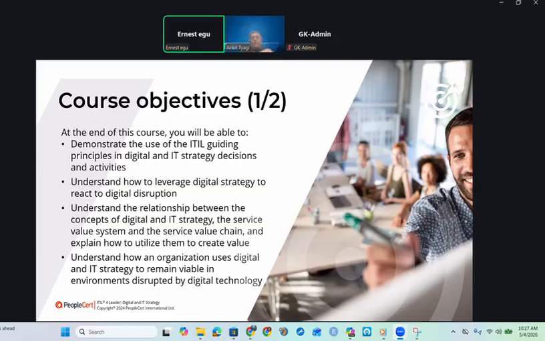Understand how an organization uses digital and IT strategy to remain viable in the environments disrupted by digital technology. Well, of course, as an organization, if we want to remain competitive, we need to adapt to such changes that come in the digital environment. So when we adapt to those changes, how can we remain viable? How can we remain competitive within the environment is also something that we're going to discuss.